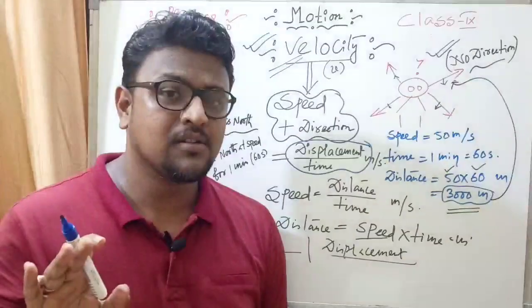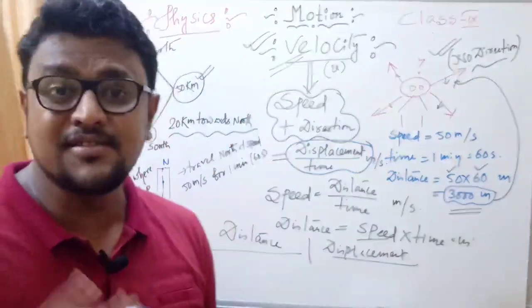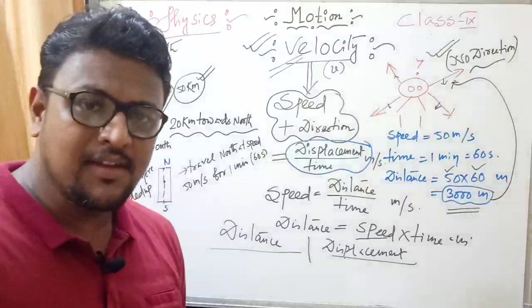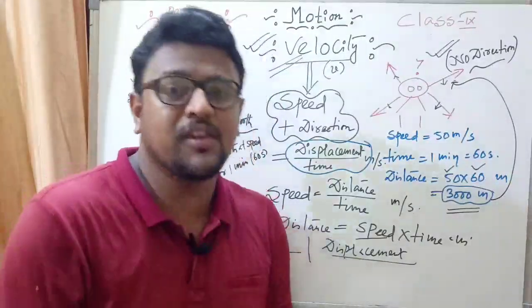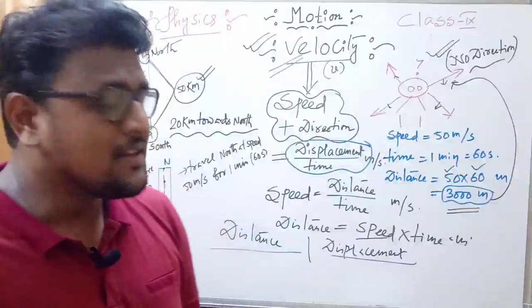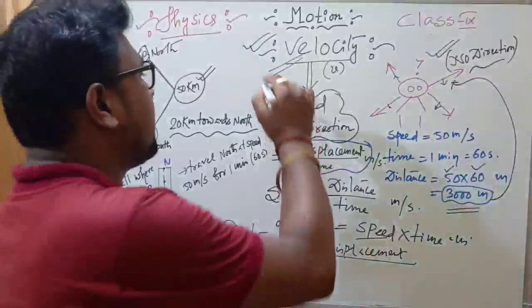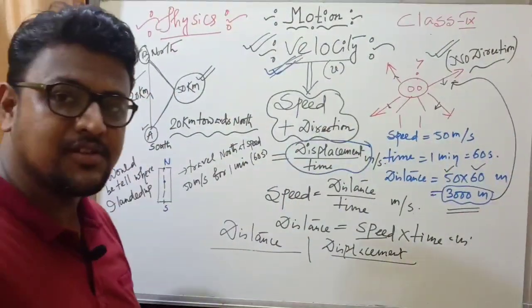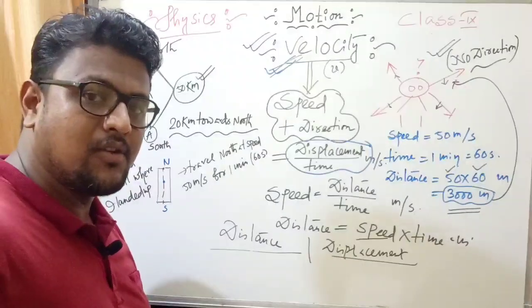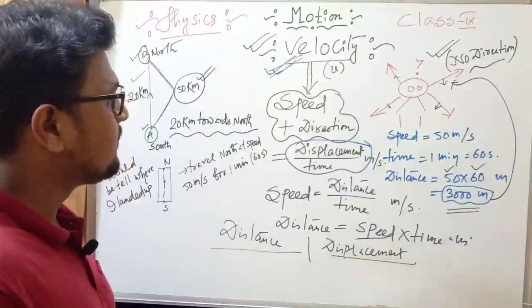So if there is no direction mentioned, it is not a velocity, it is a speed. When there is a direction mentioned, towards which direction an object is moving or traveling, that is the concept of velocity. I hope everyone is clear on the concept of velocity? Clear everyone?